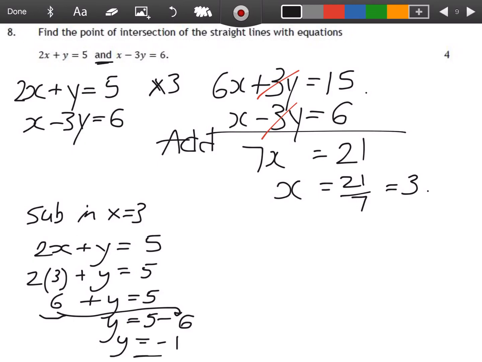The question says, find the point of intersection. It's a point we need to write down. Put your x number first in the bracket, and then the y. You don't need to indicate x and y at the top like I've done here. Just put your x first and then put your y next. So it's 3, negative 1.